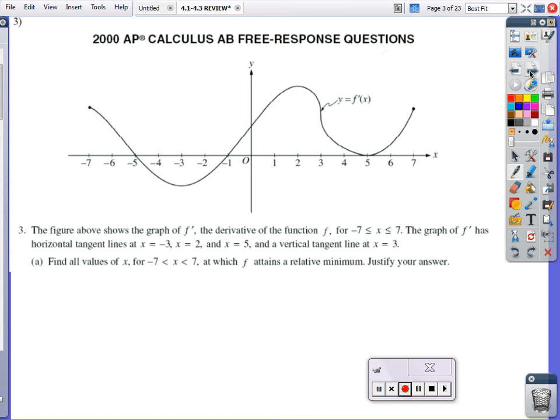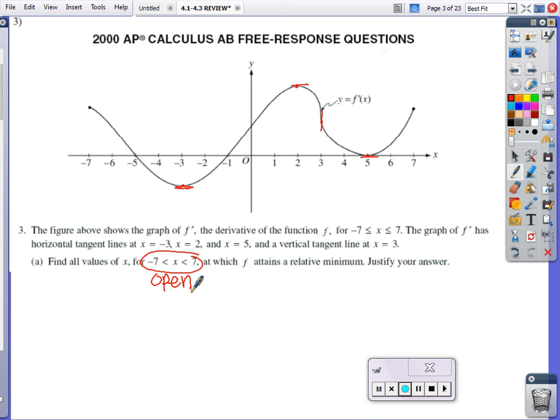So I'm actually going to take the graph and do some things with it, meaning I'm going to just highlight the horizontal tangent and the vertical tangent here at 3. So part A asks you to look at just from -7 to 7, and this is an open interval, meaning we're not going to use the endpoint.